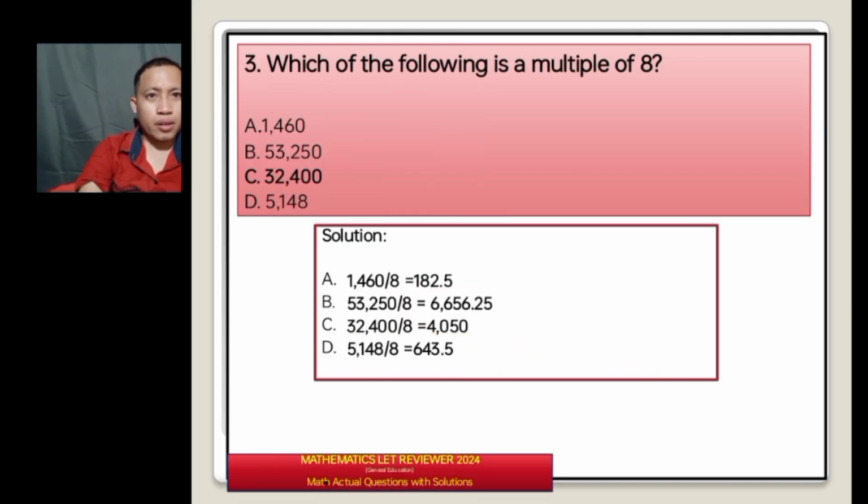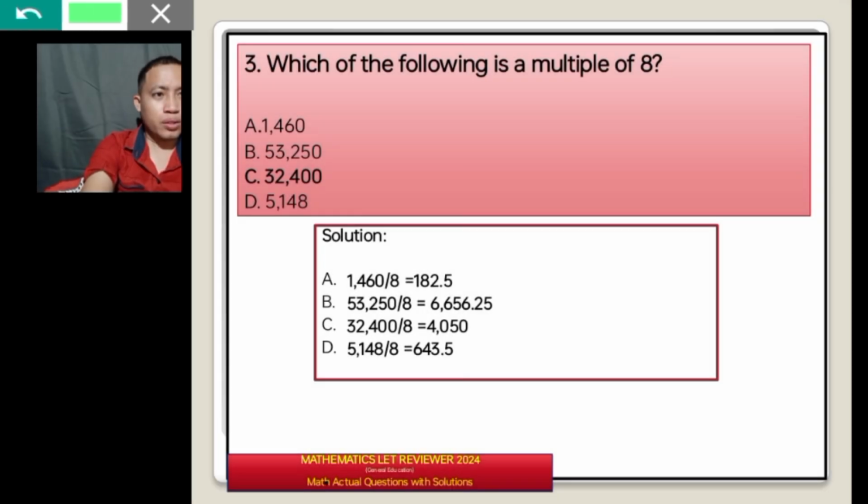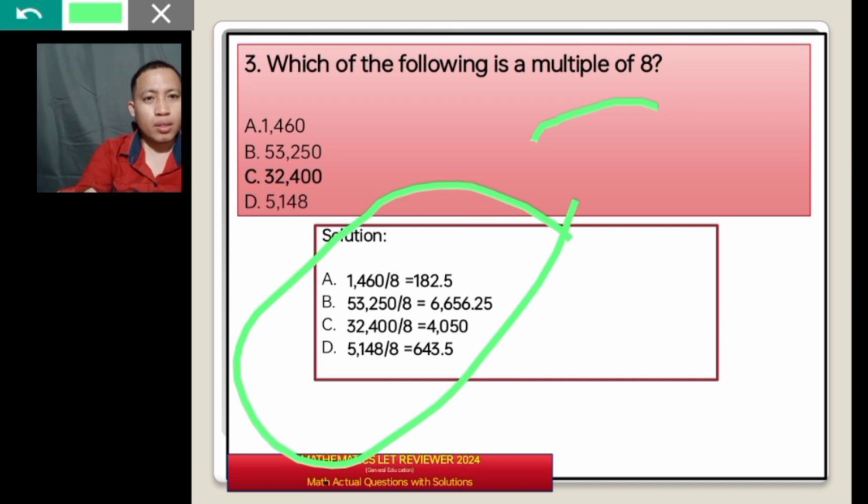Let's proceed to our third problem. Which of the following is a multiple of 8? As we all know, that multiple of 8 ay yung ma-divide sa 8. Look at our screen. If we are going to check letter A, 1,460 divided by 8, it equals 182.5. So, ang bibigay niya ay decimal. As well as letter B, decimal ang kanyang result.